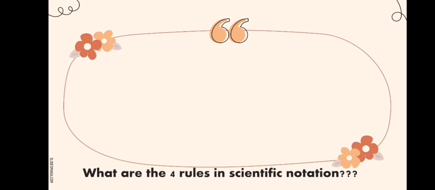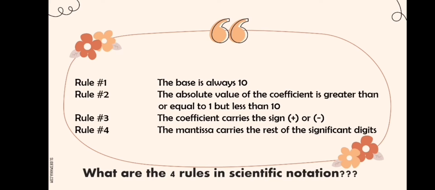So what are the 4 rules in scientific notation? Rule number 1, the base is always 10. Rule number 2, the absolute value of the coefficient is greater than or equal to 1 but less than 10. Rule number 3, the coefficient carries the sign positive or negative. And lastly, rule number 4, the mantissa carries the rest of the significant digits.